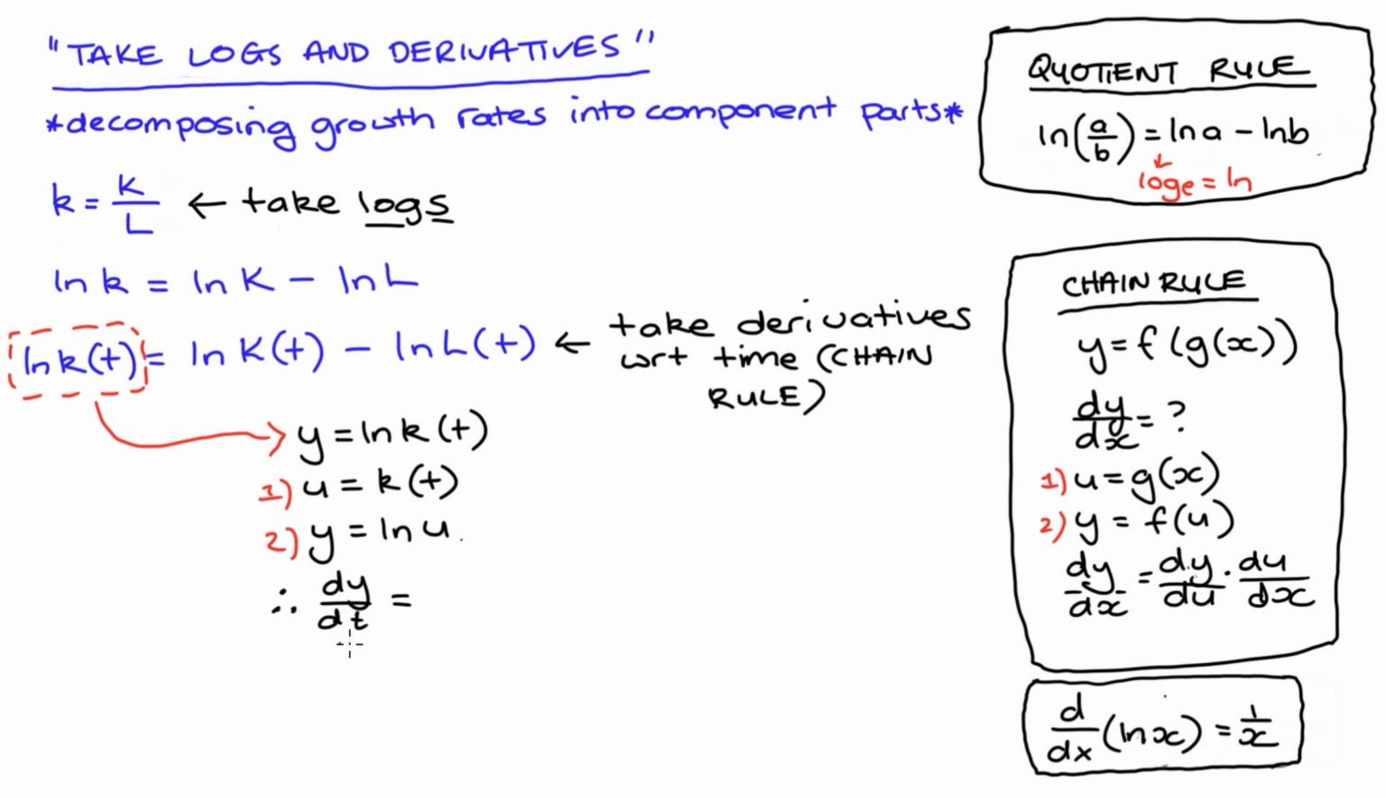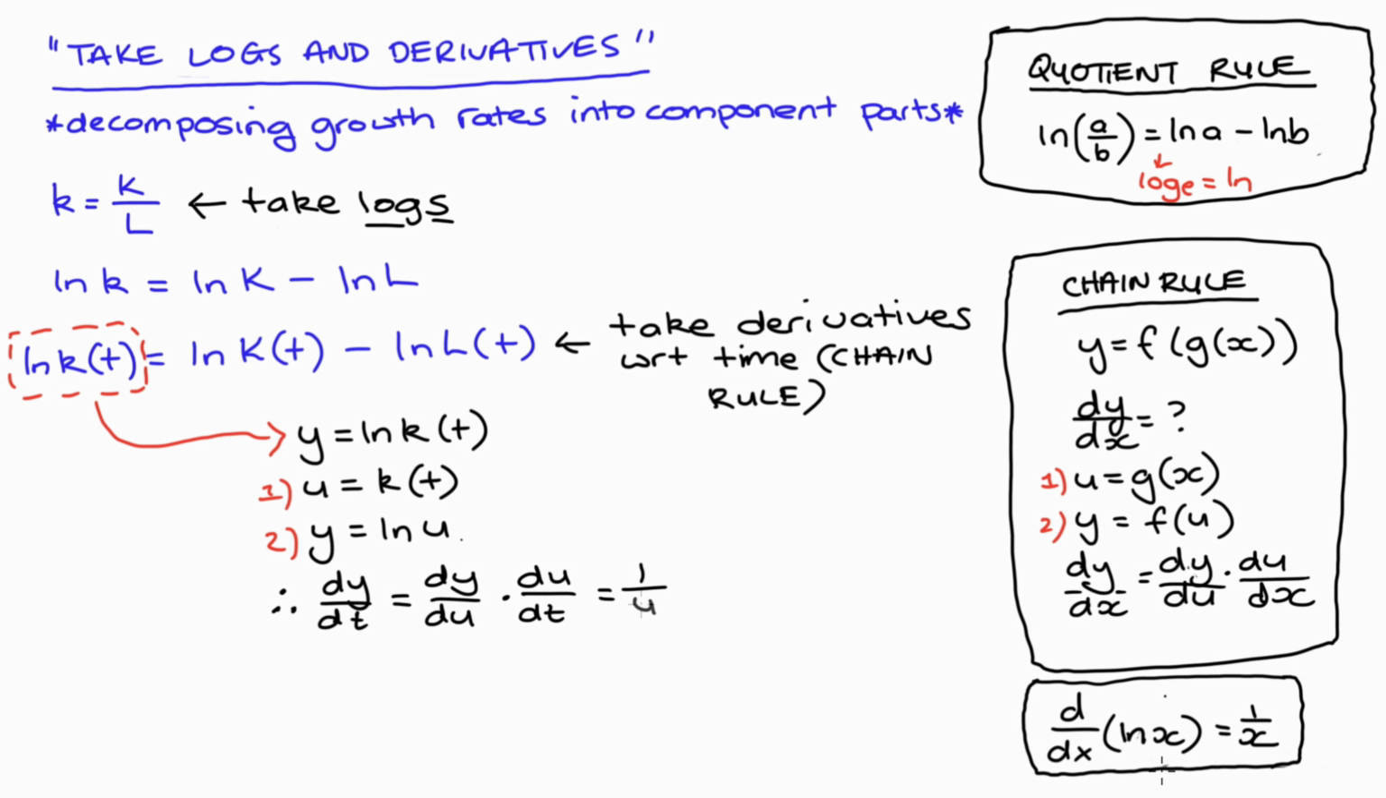Using these two equations to find dy dt, we just need to find dy du and then multiply that by du dt. Now dy du will be equal to 1 over u, and I'm just using the rule for taking the derivative of the natural log down here. The derivative of the natural log with respect to x is equal to 1 over x. Y is equal to the natural log of u, so the derivative is 1 over u.